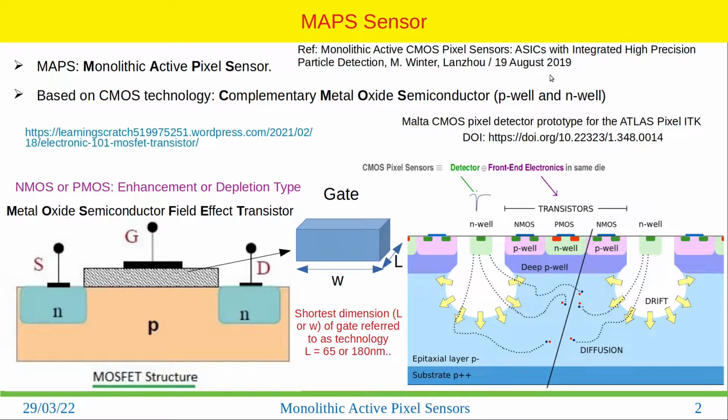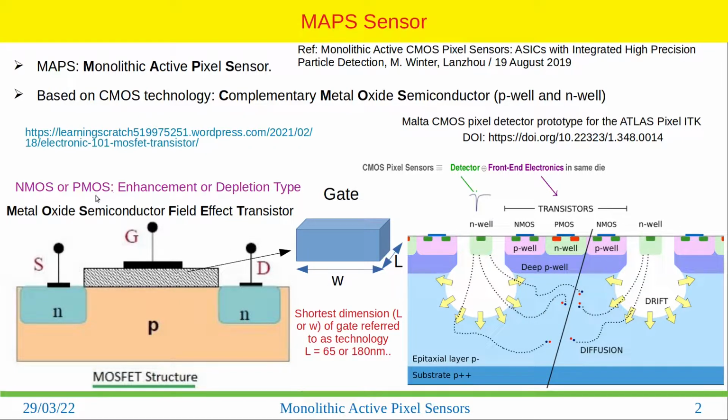So MAPS, which stands for monolithic active pixel sensor, is based on CMOS technology, known as complementary metal oxide semiconductor. It is based on p-well and n-well structures. As shown here, you have an n-well and then a p-well and n-well structure.